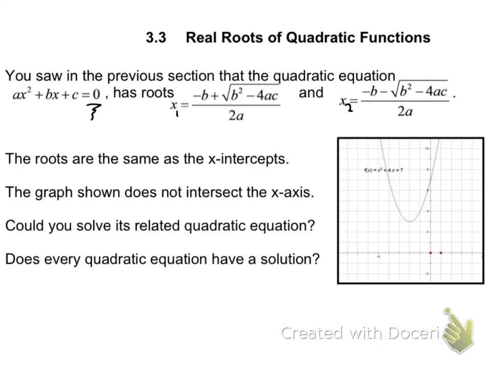But if you take a look at the graph here, the other word for roots is x-intercepts. We've seen that in class, we've talked about that several times. If you look at the graph, it shows that it does not intersect the x-axis. Here's your x-axis, and this graph does not touch the x-axis at all. So could you solve the quadratic equation? What happens when you solve the quadratic equation, either by factoring or by using the quadratic formula? And it's asking, does every quadratic equation have a solution? So we're going to take a look at examples that are going to answer these questions, and we'll see what happens.